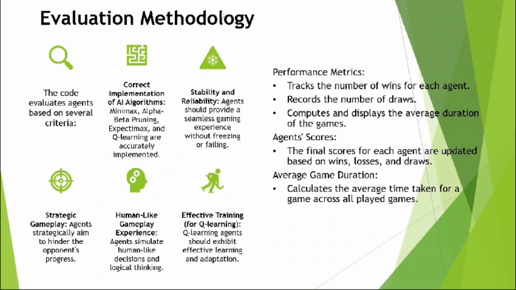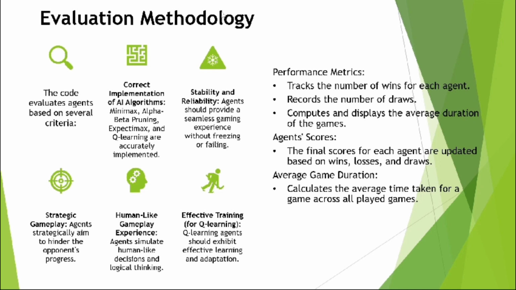Hi everyone. The evaluation methodology of the project goes as follows: the code evaluates agents based on several criteria such as correct implementation of AI algorithms, stability and reliability, strategic gameplay, human-like gameplay experience, and effective training. Correct implementation of AI algorithms covers all the algorithms used in this project, such as Minimax, alpha beta pruning, Expectimax and Q-learning, and whether these are accurately implemented or not.